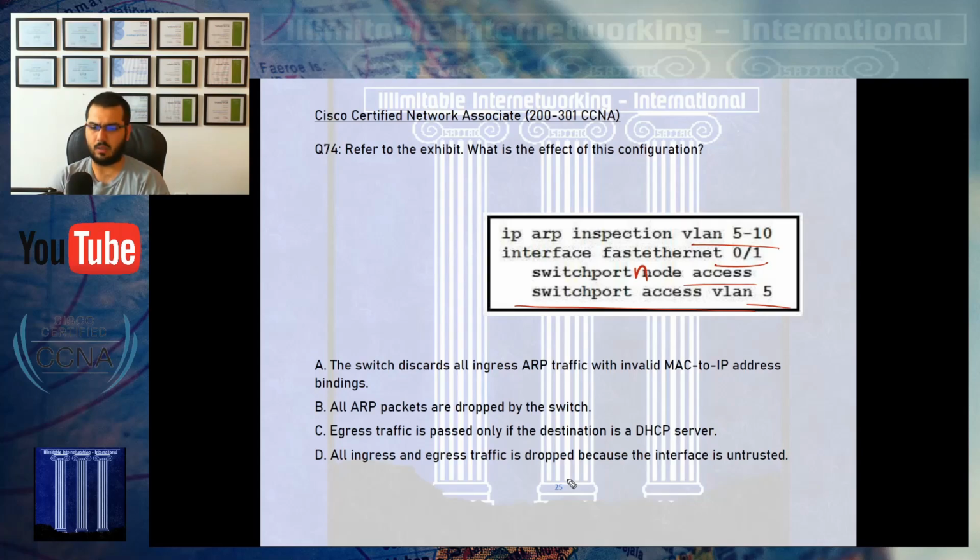No, not all types of traffic will be discarded. C and D definitely are incorrect. ARP packets are dropped by the switch. Actually, for the ARP switches, it should be all the ARP packets trying to ingress interfaces that lie within VLAN 5 to 10. So if there was some interface that lies inside VLAN 1, 2, 3 or 4, then it will not be discarded or dropped.